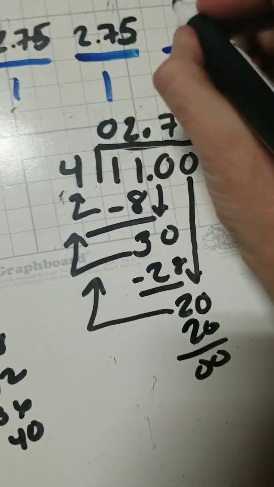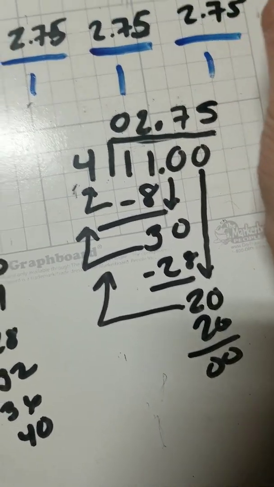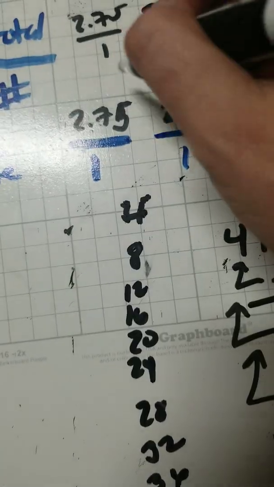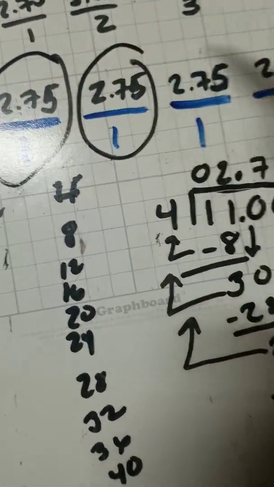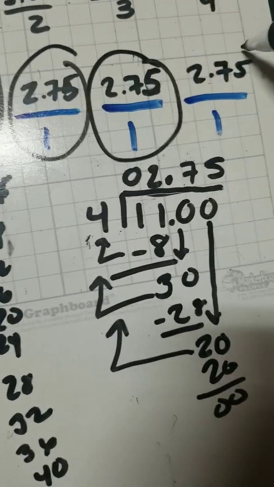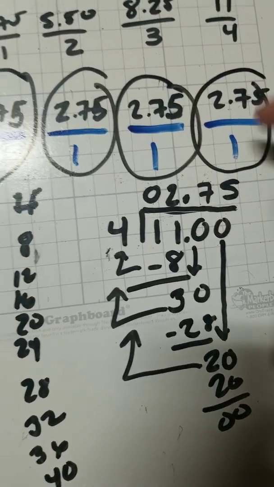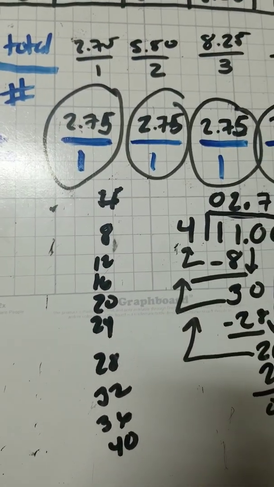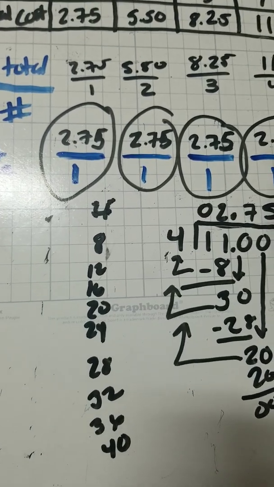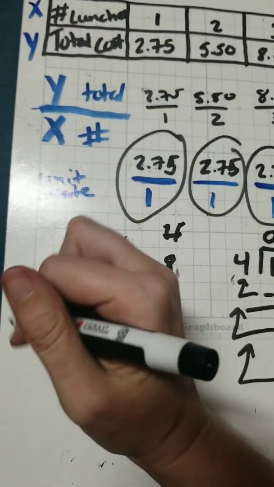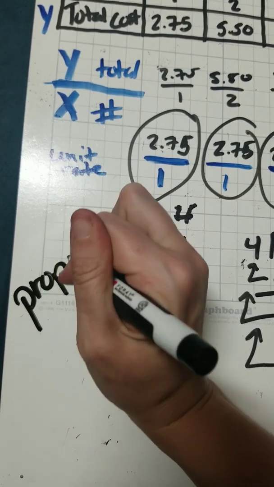So my answer is $2.75 per lunch. This is $2.75 per lunch, and this is $2.75 per lunch. So because these 4 are the exact same, they have a constant rate of change of $2.75 per lunch. That means that this is a proportional relationship.